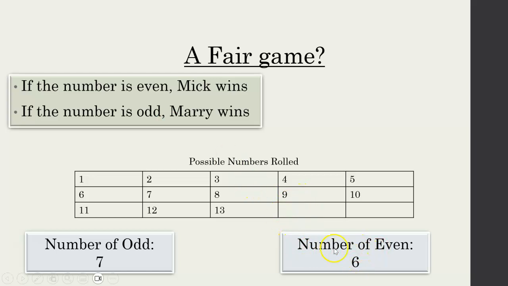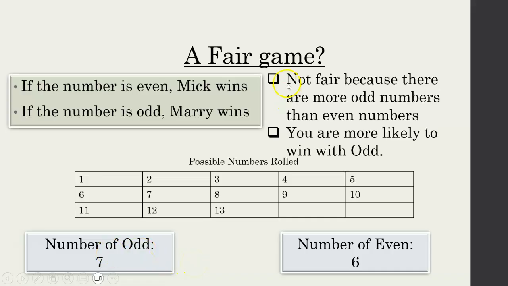So just using your intuition, is this a fair game? Forget the maths for a second. There's more odd numbers than there are even numbers on this die, so they're rolling and rolling it. Do you think it's a fair game? Well, no, it's not fair, because there are more odd numbers than even numbers. The odd is more likely to come up, because there's more of them than there is even. So we say you are more likely to win with odd. Is it a fair game? No, it's not fair.